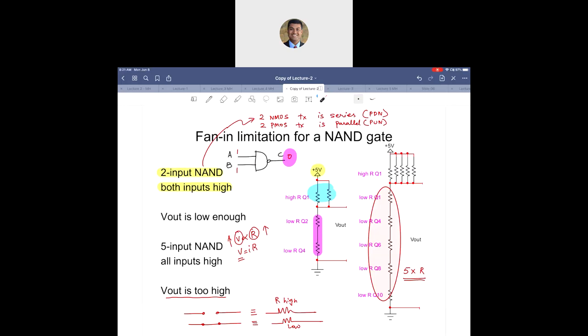2 inputs was okay. 5 inputs, very good chances it will break. So I'll have to reduce that to maybe 4. Maybe I'll have to come down to 3. 4 is a very common number. A 4-input NAND gate, you see that in ICs many times.